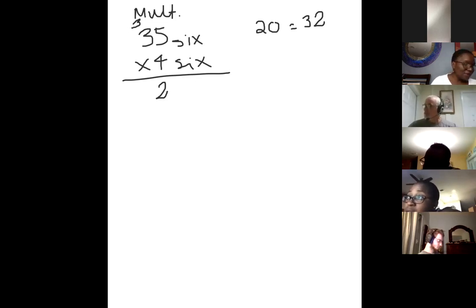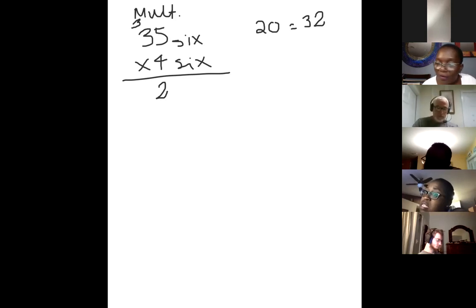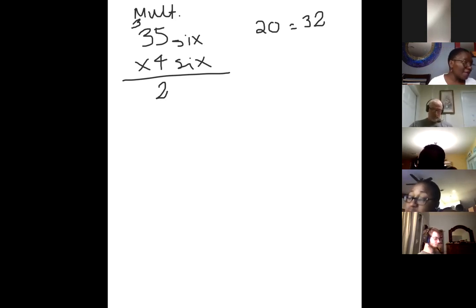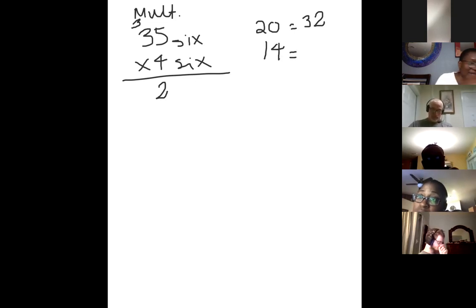20, then we do 30. 20 times 4 equals 32, and we bring the 2 down and carry the 3. Okay. So now we multiply 4 times 3, which is 12. 12 plus 2 gives you 14. You can't use the 14. You've got to convert the 14 to a base 6 number.